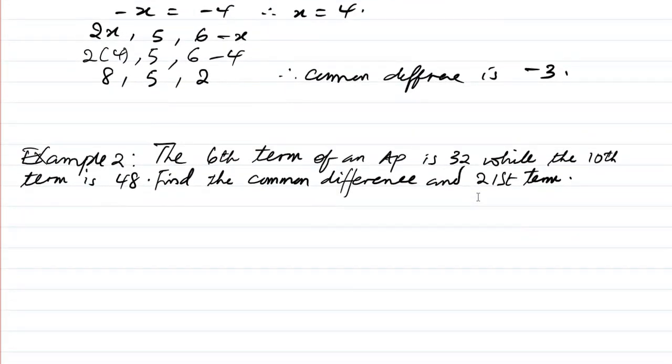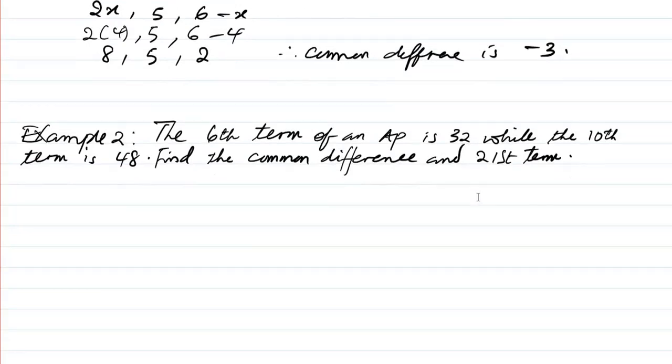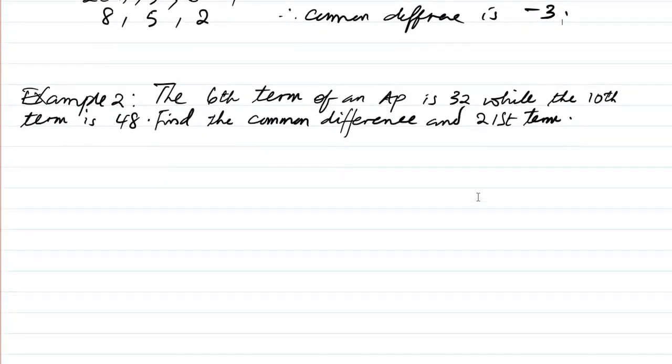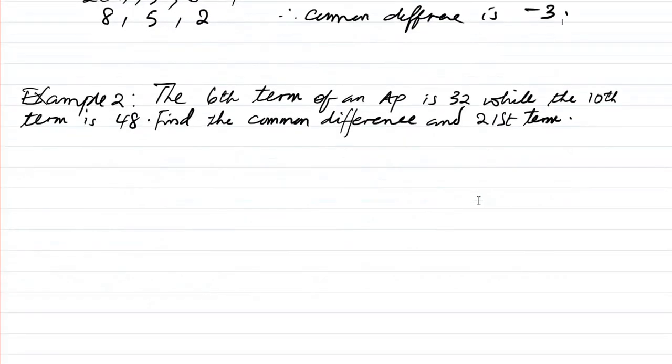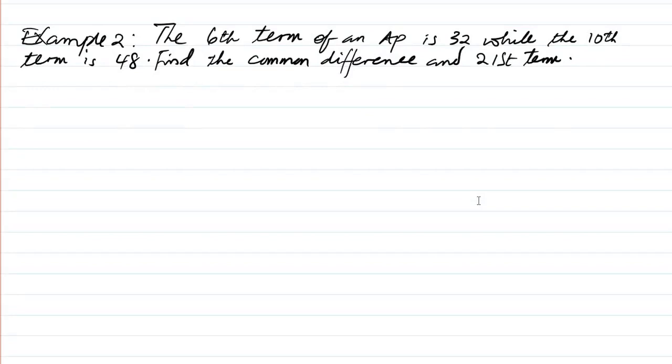So let's take a look at example 2. In this particular example, this can lead us to simultaneous linear equations. The 6th term of an AP is 32, while the 10th term is 48. Find the common difference and the 21st term.